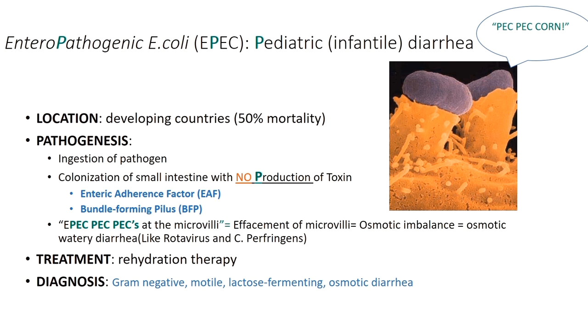So we know diarrhea is not a great thing, and it's even hard on us as adults, but imagine it as an infant. That's why it has such a high mortality. So when we ingest this, it colonizes in the small intestines like our non-inflammatory diarrheas. However, it has no production of toxin. So there's no production of toxin.